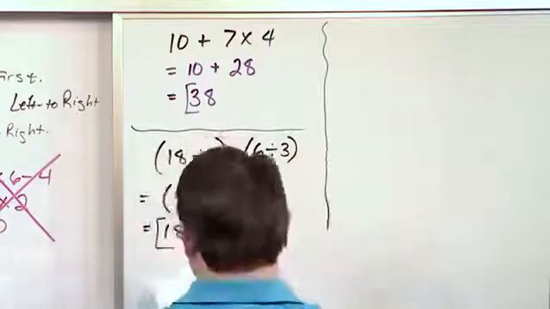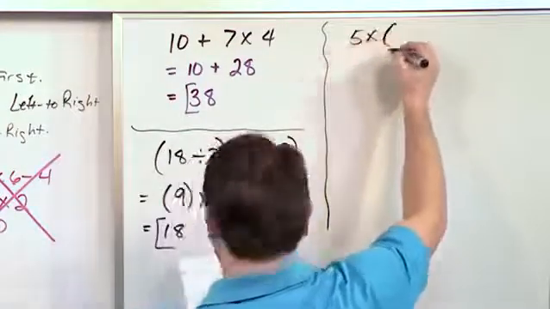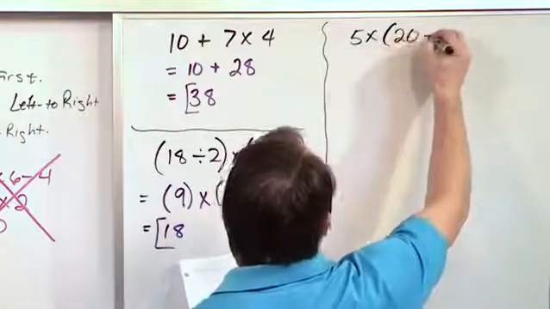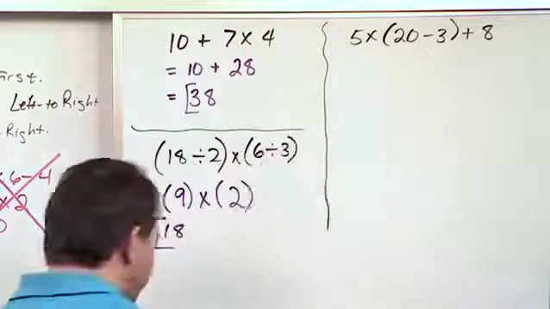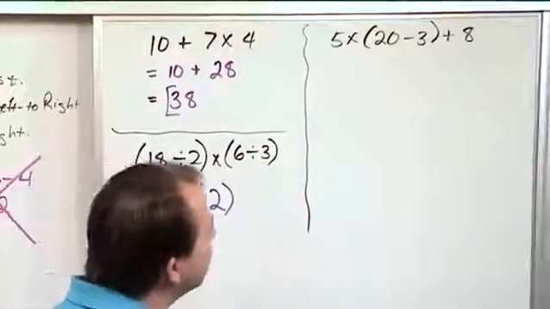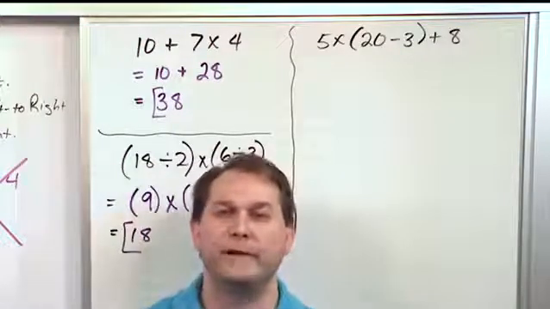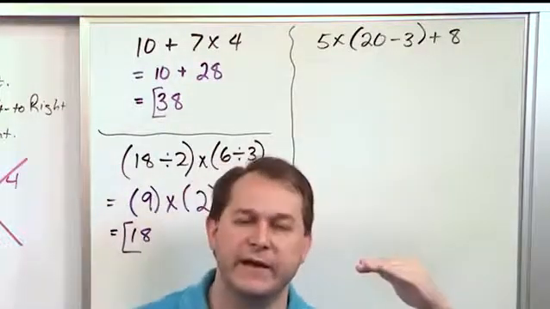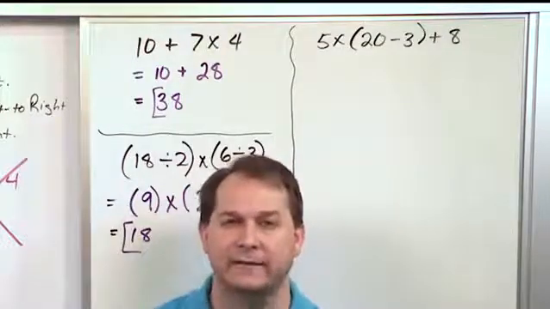All right, let's go on to the next problem. We're going to do quite a few of these. What if we have something like 5 times (20 minus 3) plus 8? Okay, so now the problems are getting a little bit bigger, and this looks a little bit complicated at first. If you get confused at what to do, just go back to your order of operations. First thing, check for parentheses, then multiplying and dividing, then adding and subtracting.